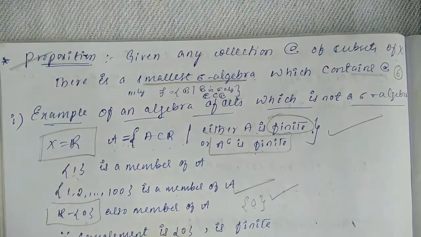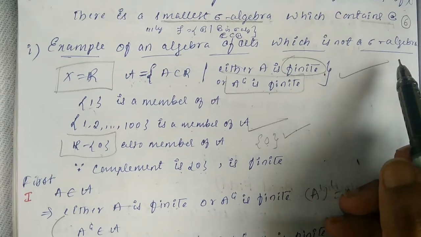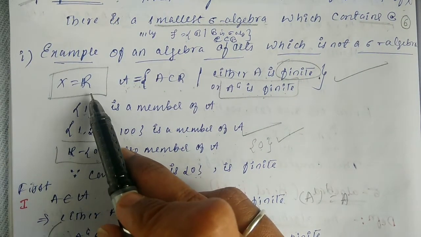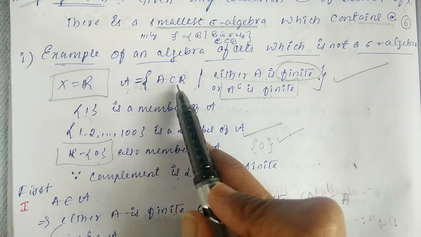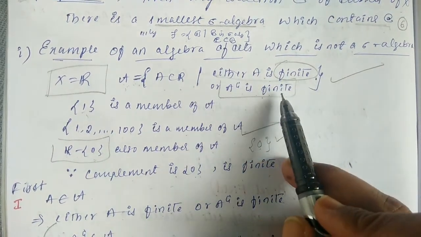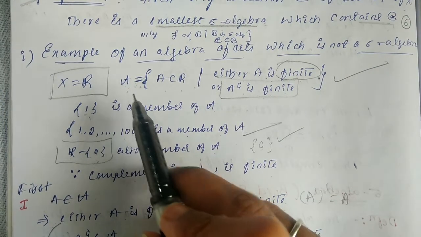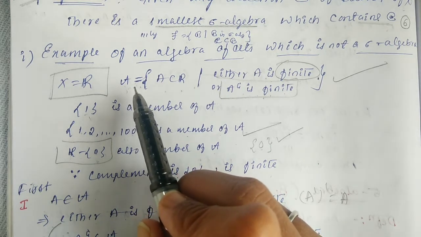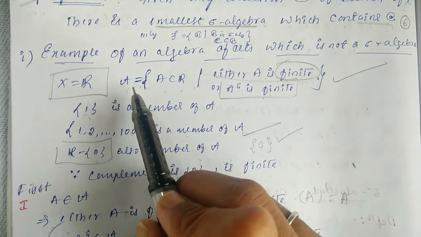Here is an example of an algebra of a set which need not be a sigma algebra. For that, I am considering X equal to R, the set of all real numbers, and the collection A equal to the set of all subsets A of R such that the subset must be a finite set or its complement is finite. So if the set A is finite, then it clearly belongs to the collection A, or if its complement is finite, then it clearly belongs to A. This is the collection.